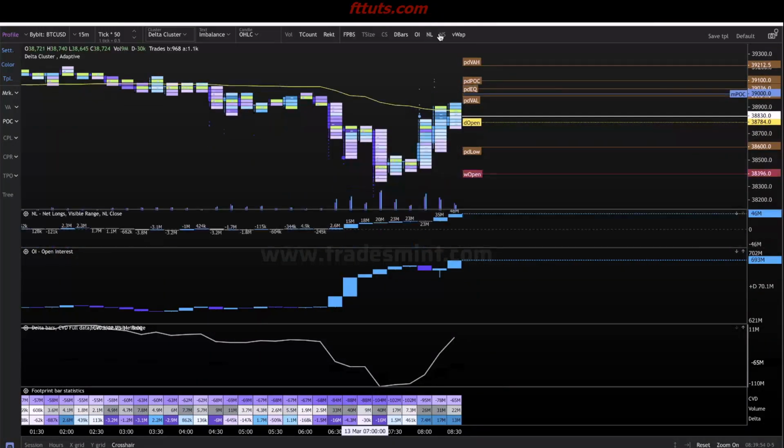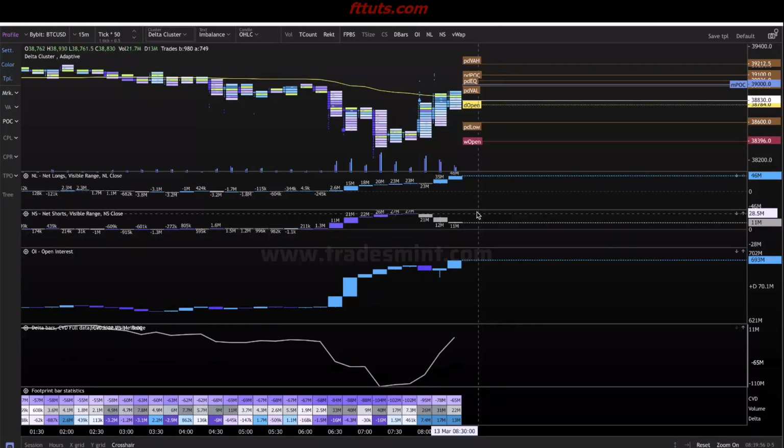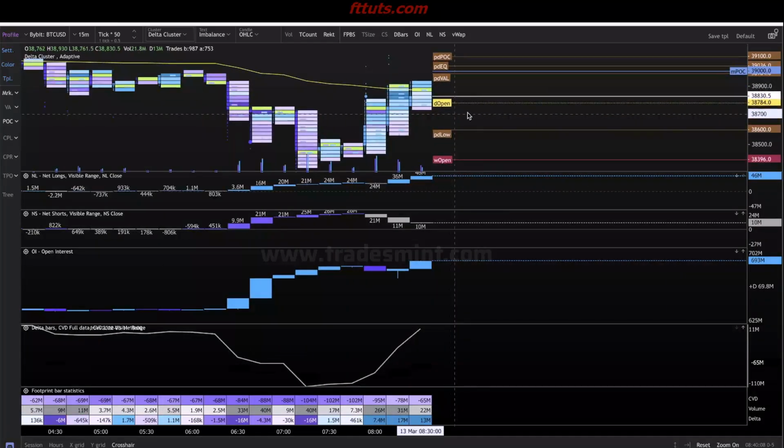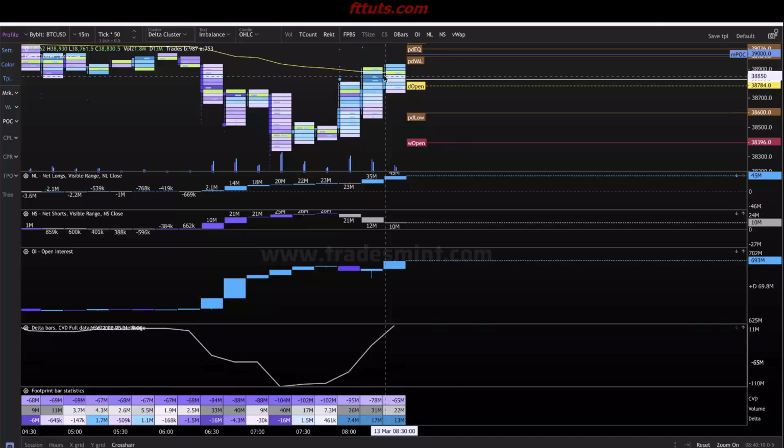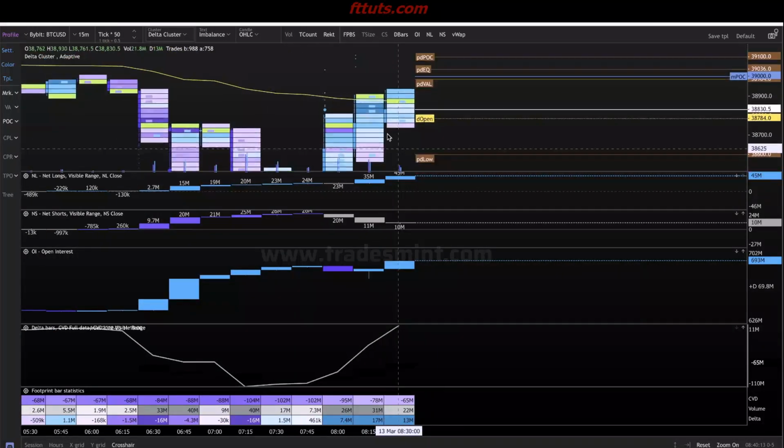We can also turn on net longs and net shorts and see that right now we have a lot of new longs coming in. We have very, very few shorts coming in at the moment. And so once these traders are trapped right here, what we want to see is the shorts coming in. We want to see the shorts coming in, preferably.